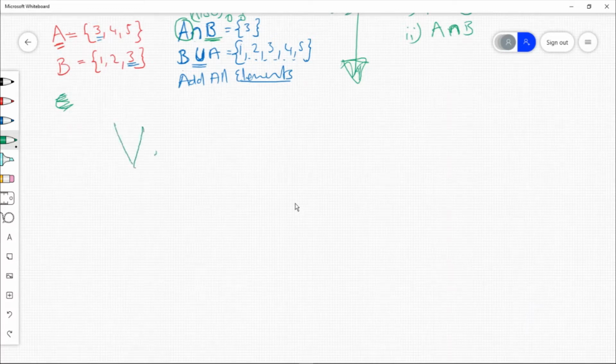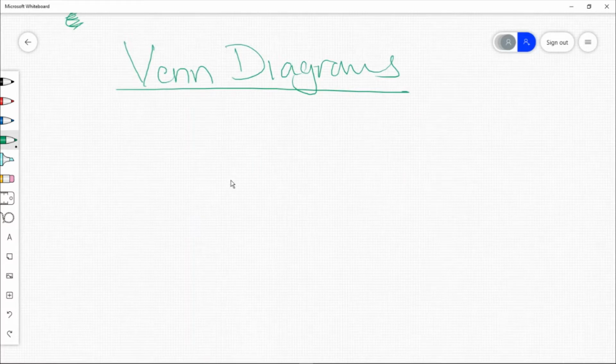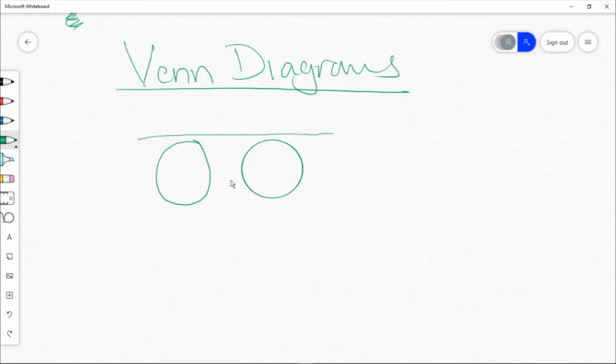Drawing Venn diagrams. Is it Venn or Venn? I'm going to say Venn diagrams. So Venn diagrams are basically just diagrams that we use to draw or represent what's happening with a specific set, right? So let's say we have a set of something like that.